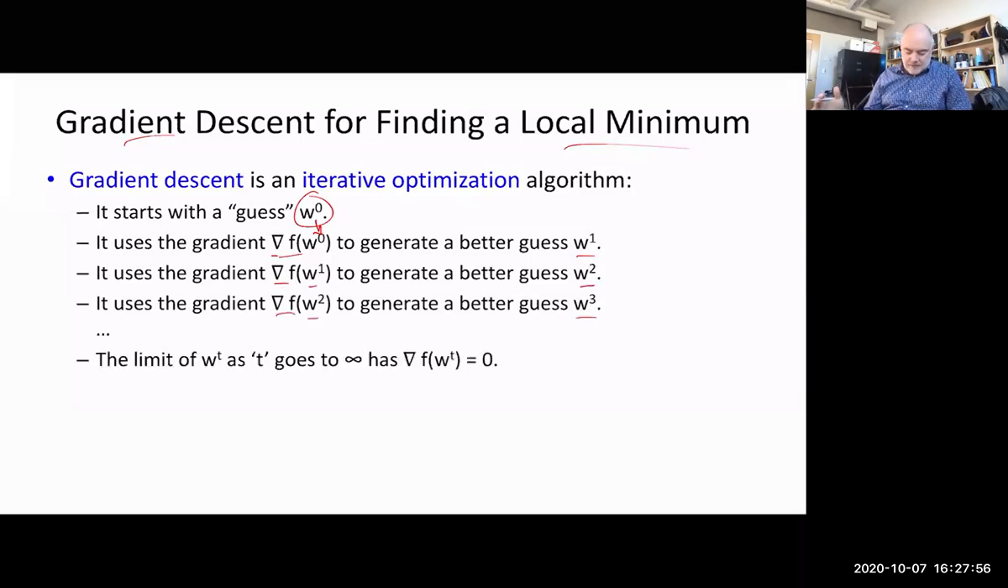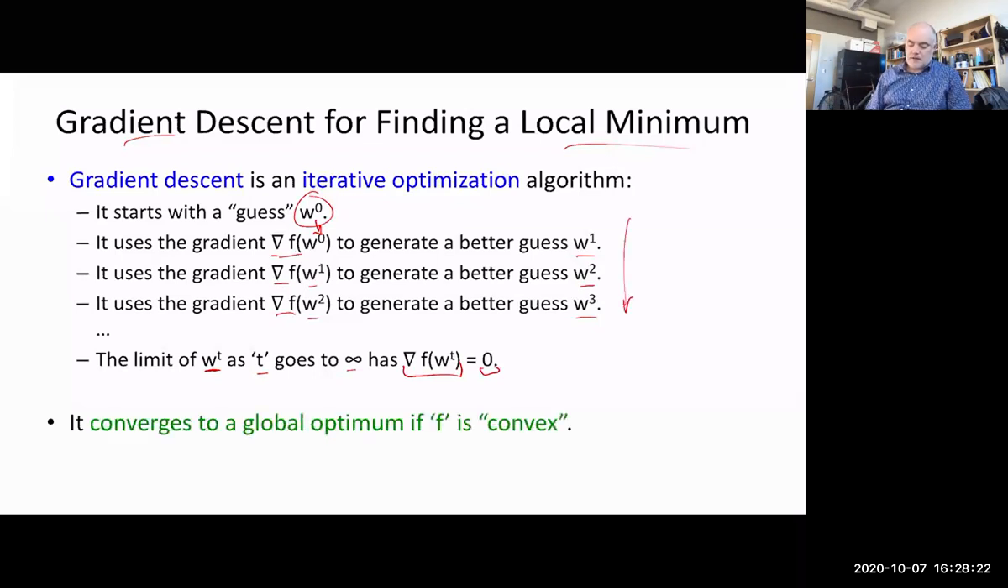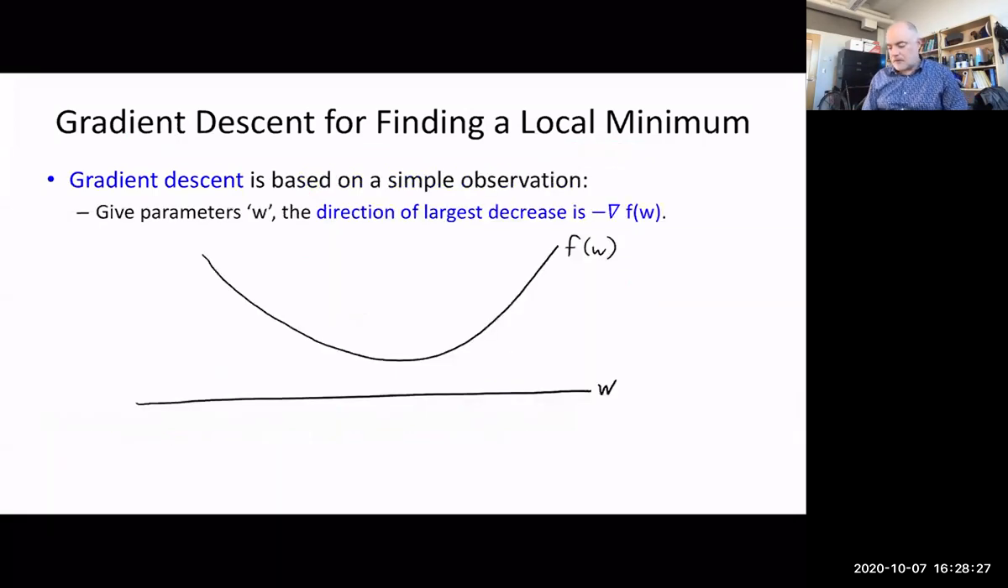And gradient descent has a property such that under certain circumstances and assumptions, the limit of this process of updating our weight vector as t goes to infinity has the gradient of the tth iterate equal to 0. So basically, if you do this, you're going to get to a local minimum. It converges to a global optimum if f is convex. And we're going to talk about convex functions near the end of the lecture today.